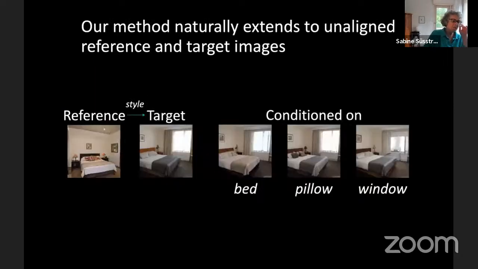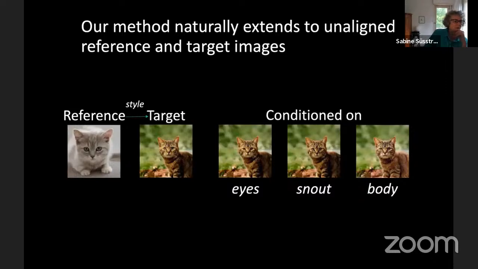Now, our method also extends to unaligned reference and target images. And here is the example of the bedroom. So we can change the bed, we can change the pillows, or we can change the windows. And these are not aligned. As you can see, the reference and the target images are not aligned. So the beds are not all in the same position. And of course, you can also do it for, in this case, the cats, not just the bedrooms. You can look at the eyes, the snout, and the body.